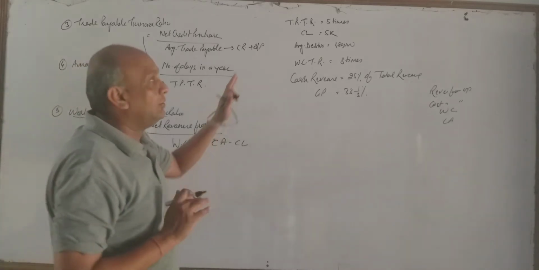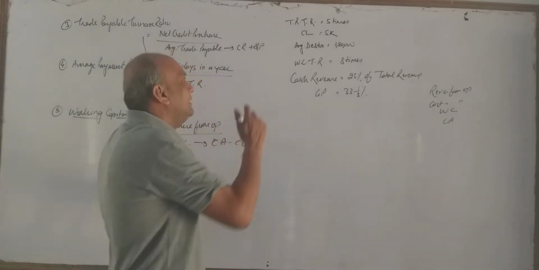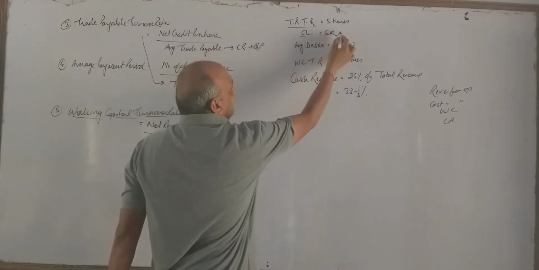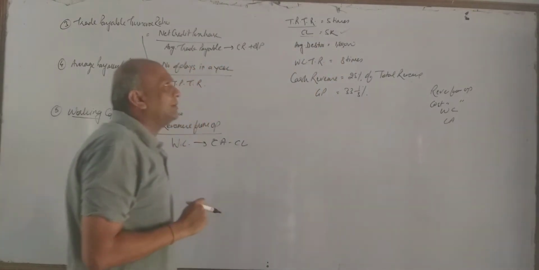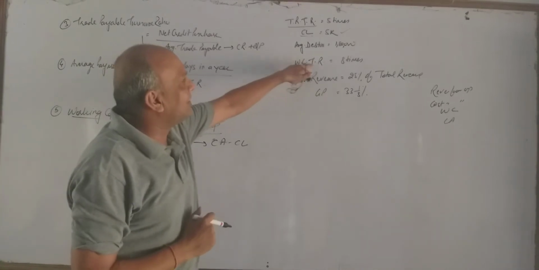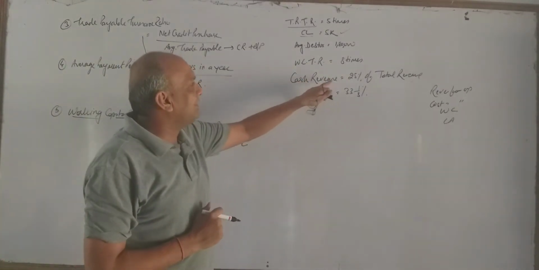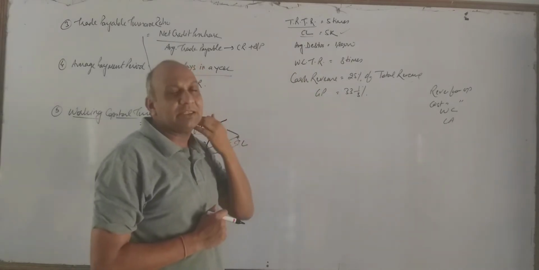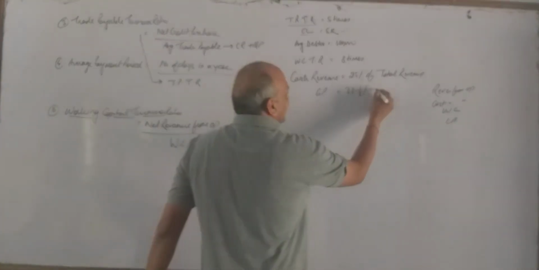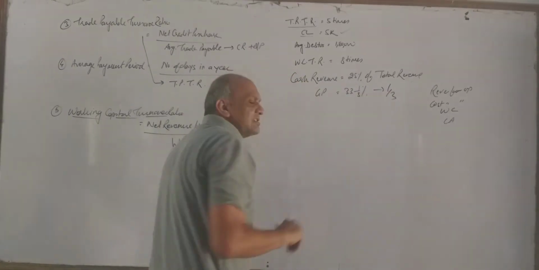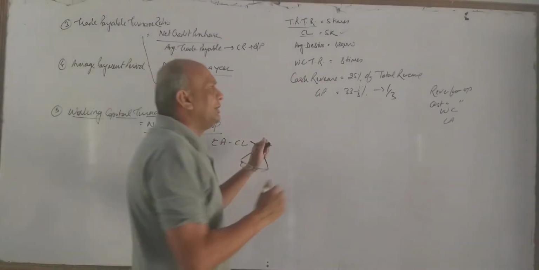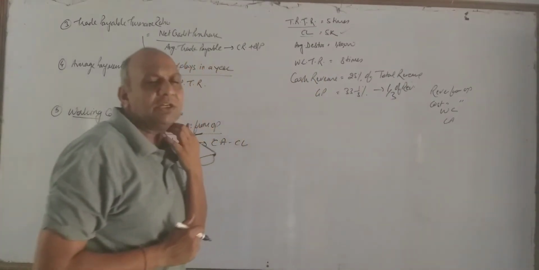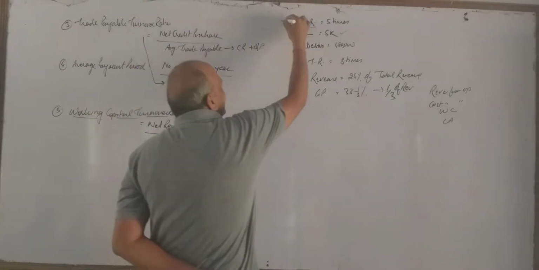Now we are going to solve one sum only. We are given trade receivable turnover ratio 5 times, current liabilities 5,000, average debtors 1,80,000, working capital turnover ratio 8 times, cash revenue from operation 25% of total revenue, GP is 33 1/3%, or you can write it as 1/3. It is not mentioned on what this percentage is, so it is always taken on revenue. So let us apply this formula.